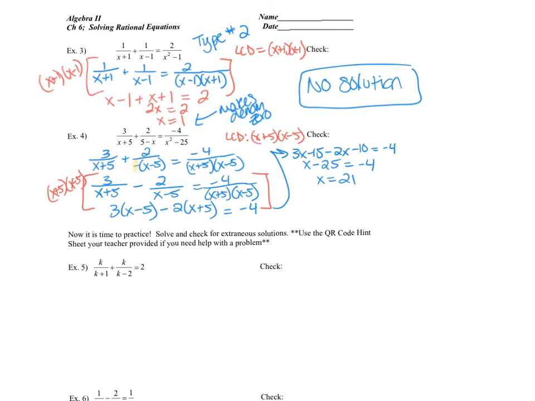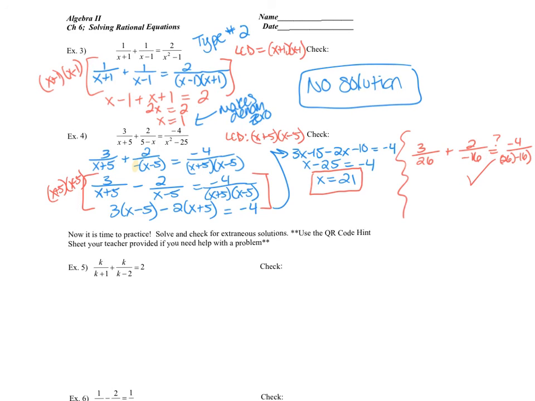Now let's just check that to make sure that it is not an extraneous solution. So if I plug in 21, I end up getting 3 over 21 plus 5 is 26. Plus 2 over 5 minus 21 gives me negative 16. And we want to see if that equals negative 4 over 26 times negative 16. And the left side is indeed equal to the right side, so we know our answer for this is x equals 21. So now it's time for you guys to practice some on your own.